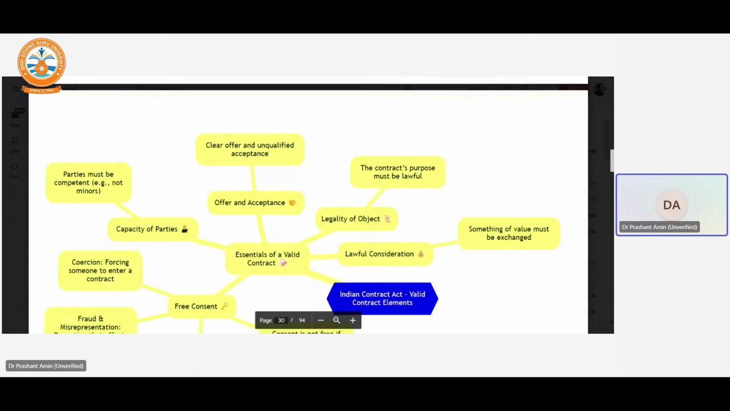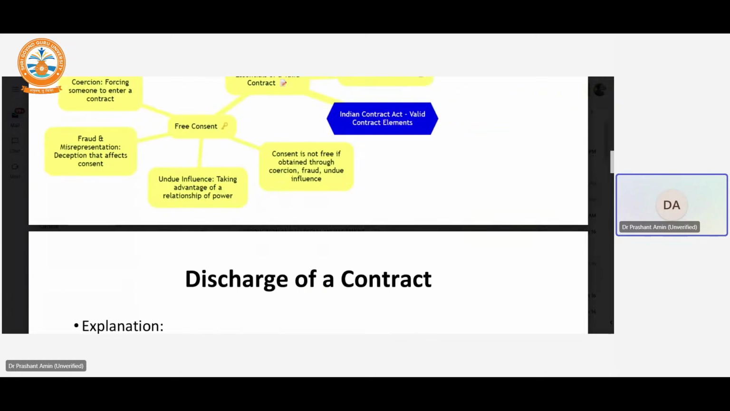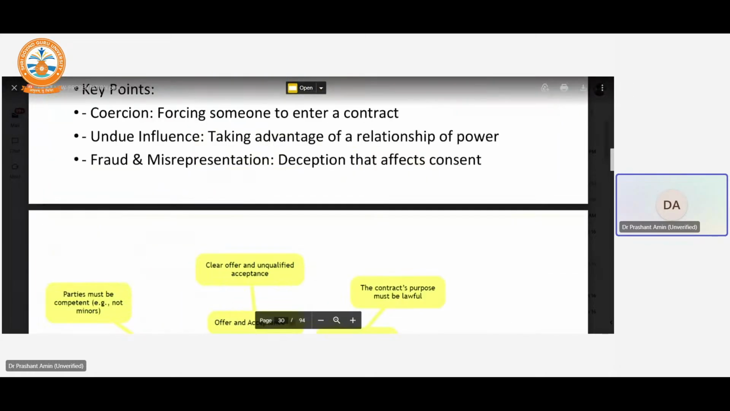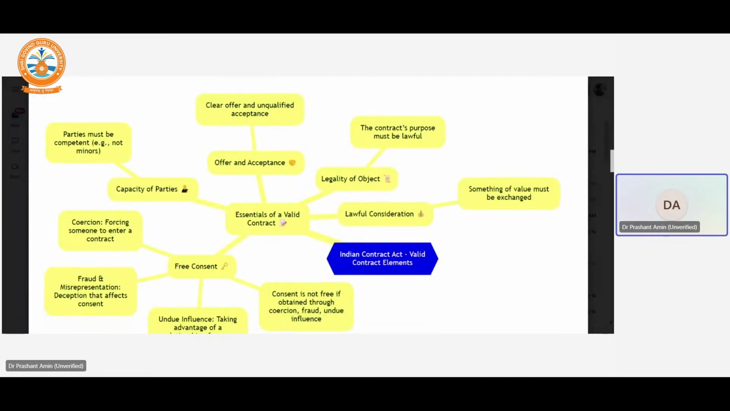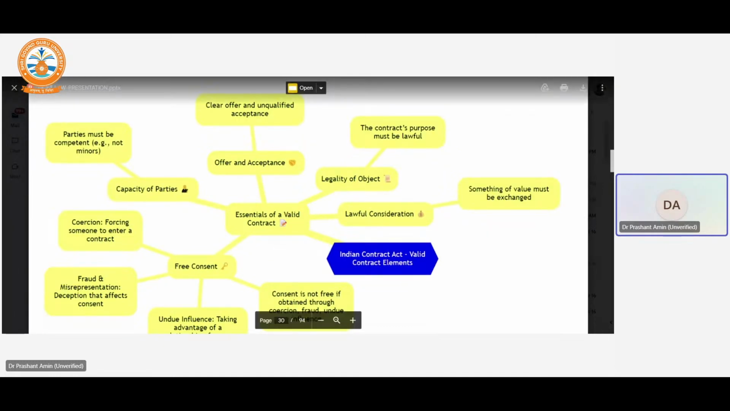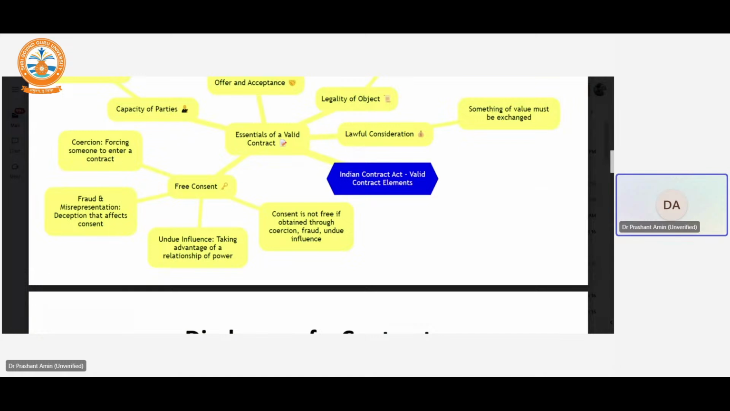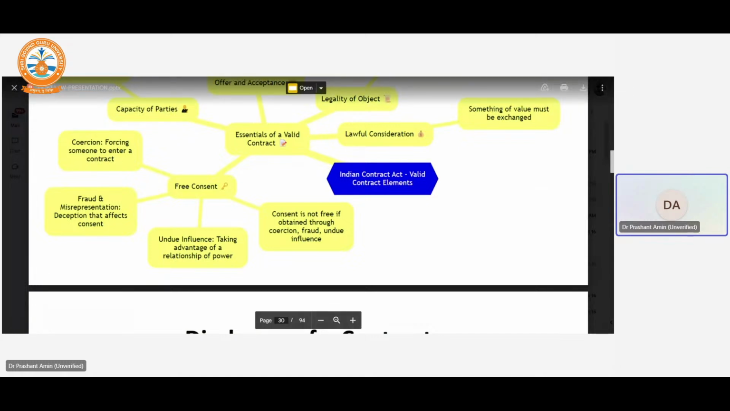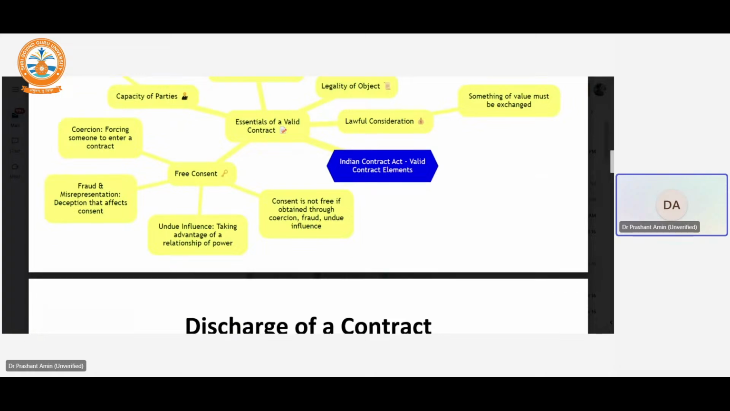Okay. Now this we have covered, right? Coercion, and why I'm pasting this particular pictorial representation, because we have discussed that coercion, or forcing someone to enter into the contract, is not free consent. Fraud and misrepresentation is not a free consent. Undue influence is not free consent. Consent is not free if it is obtained by these three, right?